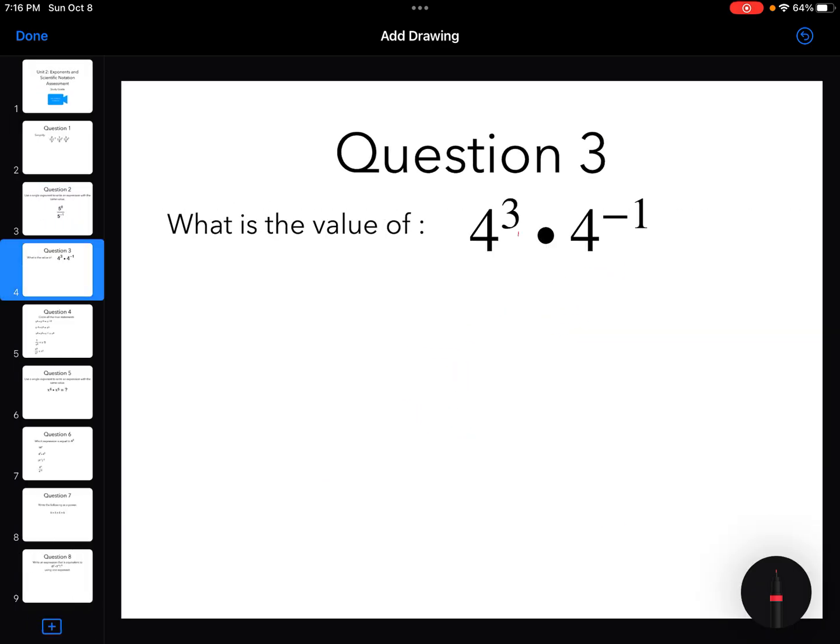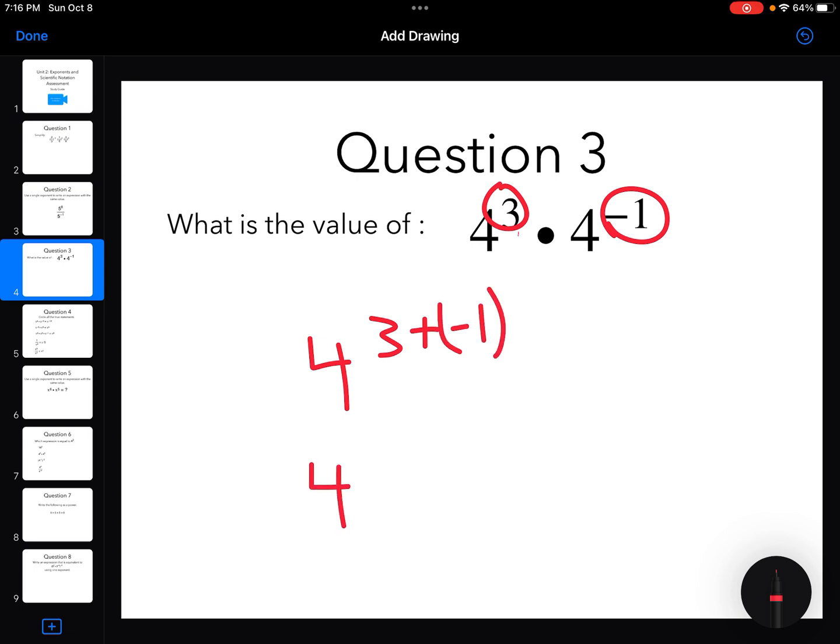The next question says 4 to the 3rd power times 4 to the -1. So that's telling me that I have to add these because this is the product property. So 3 plus -1. So I end up with 4 to the 2nd power.